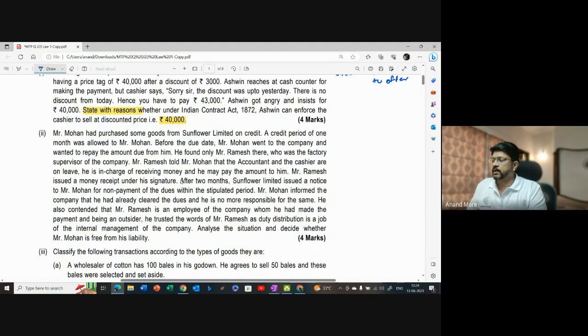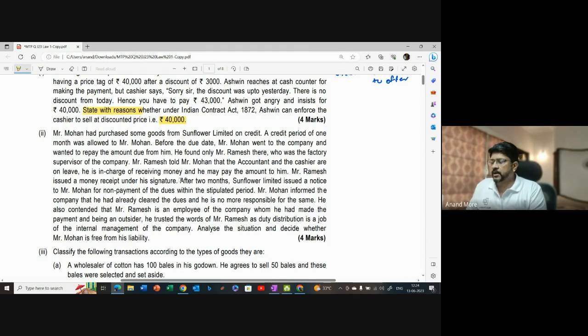Okay. Next one. Next one is Mr. Mohan had purchased some goods from Sunflower Limited on credit. A credit period of 1 month was allowed to Mr. Mohan. Before the due date, Mr. Mohan went to the company and wanted to repay the amount due from him. He found only Mr. Ramesh there, who was the factory supervisor of the company. Mr. Ramesh told Mr. Mohan that the accountant and the cashier are on leave. He is in charge of receiving money and he may pay the amount to him.